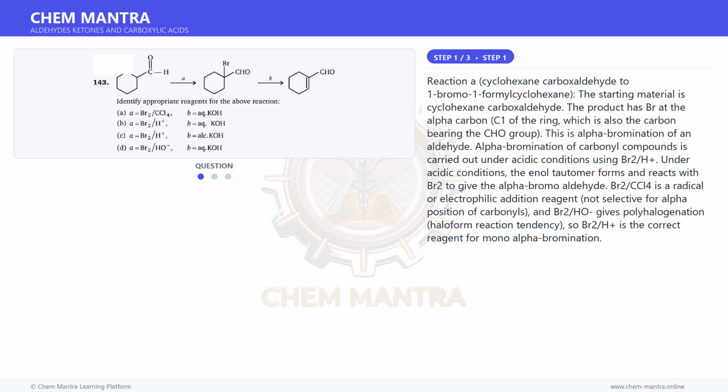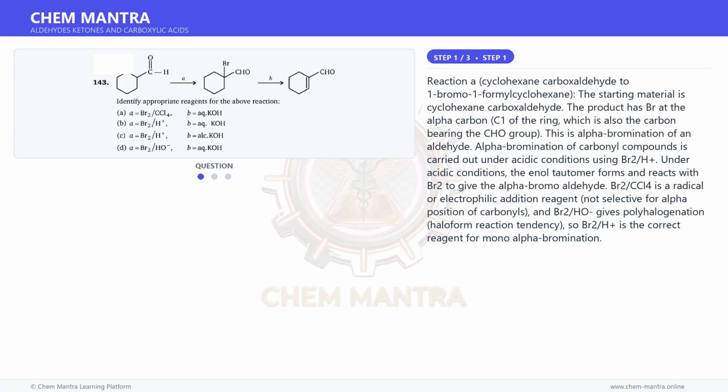Reaction A. Cyclohexane carboxaldehyde to 1-bromo-1-formylcyclohexane. The starting material is cyclohexane carboxaldehyde. The product has Br at the alpha carbon, C1 of the ring, which is also the carbon bearing the CHO group. This is alpha bromination of an aldehyde.